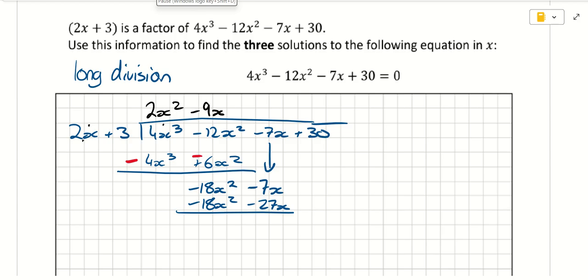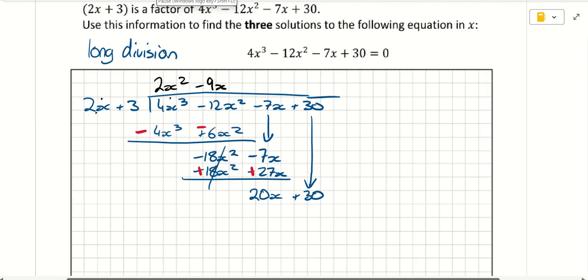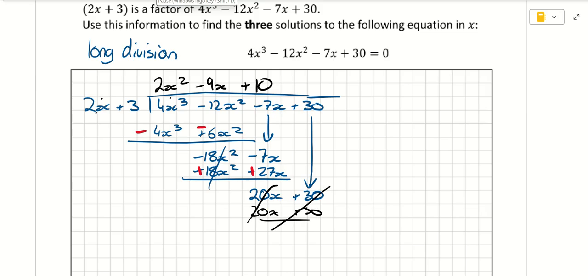Same method again. Let's just change the signs. We've got a plus and a plus now. So minus 7 plus 27, those will be gone. So this will give you now 20x, and you need to bring down your plus 30. 20x plus 30. That will divide in nicely. 2 times 10 gives you 20, so that will be a plus 10 up there. And you can multiply it back in if you want, but you will just get again 20x plus 30, and that will be gone.